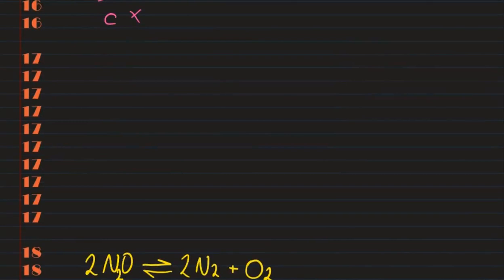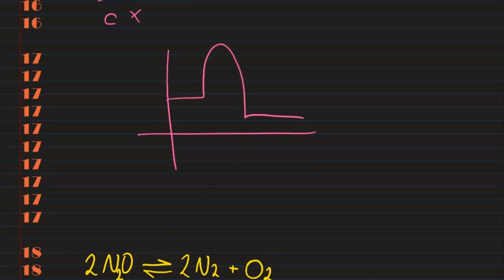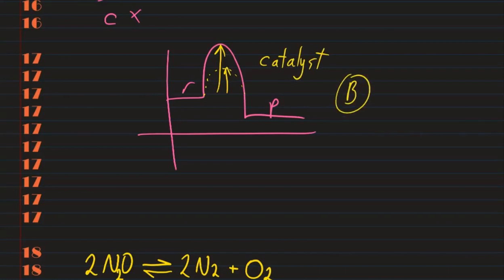17, what decreases the activation energy? So there's my energy diagram, reactants and products. What decreases the activation energy? It used to be that, and now it's that. So that's going to be a catalyst, isn't it? Catalyst. So 17 is B. 18, a little bit of equilibrium theory.